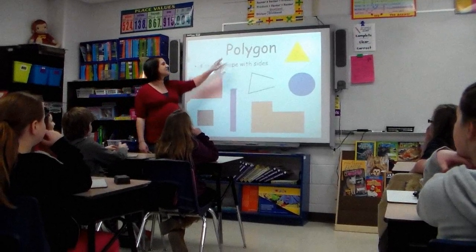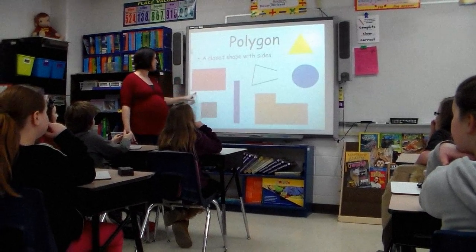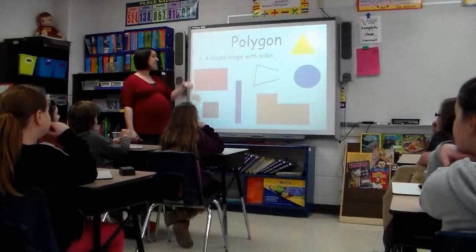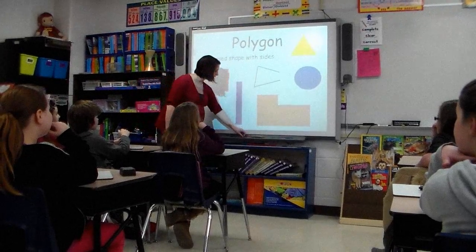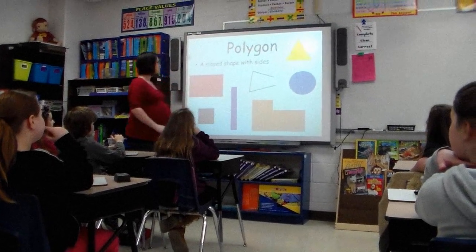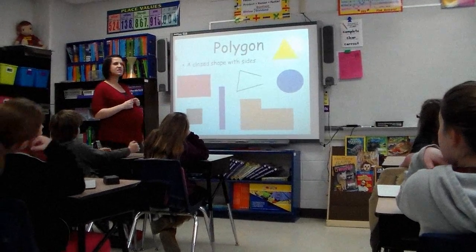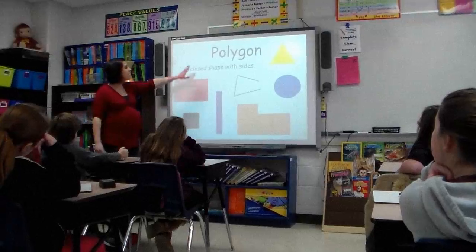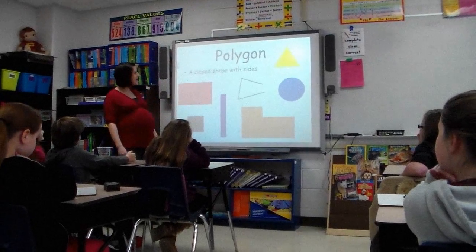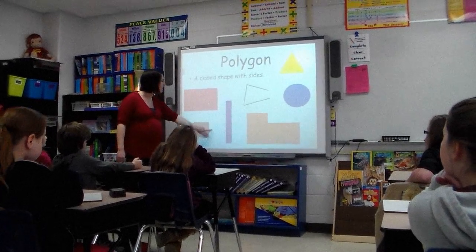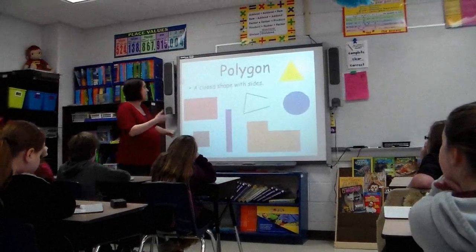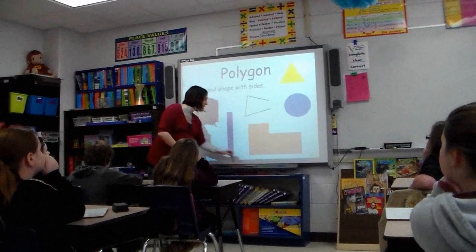Remember, a polygon has to be a closed shape. Is it closed all the way around? Yes. And does it have sides? Yes. So we're going to give that one a cha-ching. And then we're going to look at this shape down here. It looks kind of like a square, doesn't it? Is a square a polygon? Yes. It has closed sides all the way around, and it has sides in general. Not all shapes have sides.